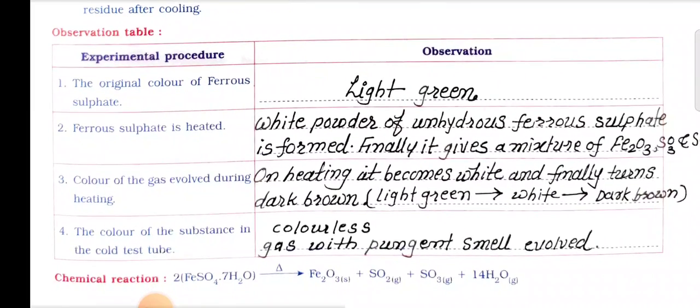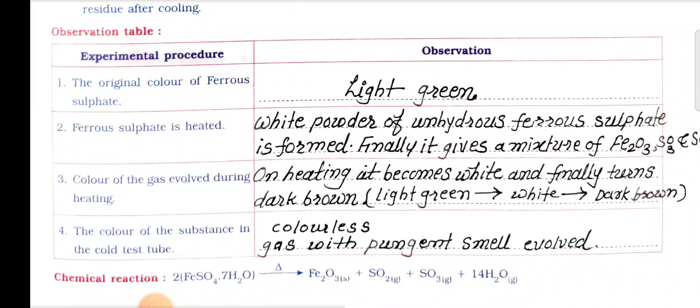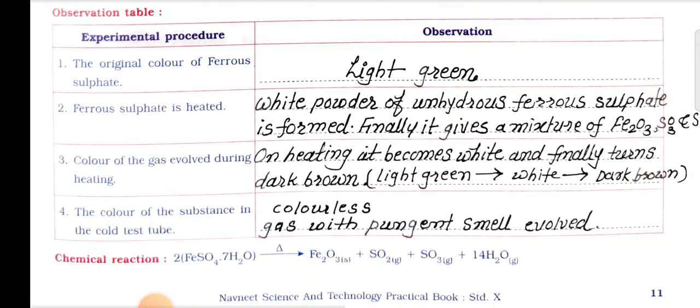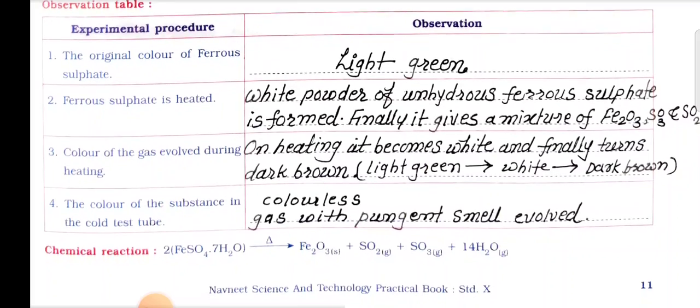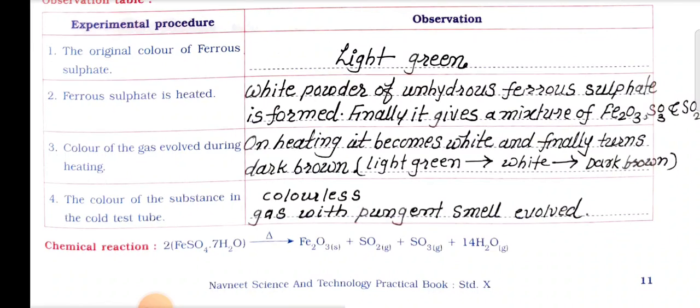The observation table. The original color of ferrous sulfate is light green. Ferrous sulfate is heated. White powder of anhydrous ferrous sulfate is formed. Finally, it gives a mixture of Fe2O3, SO3 and SO2. On heating, it becomes white and finally turns dark brown. Color of the substance during heating: first light green, second white and lastly dark brown.